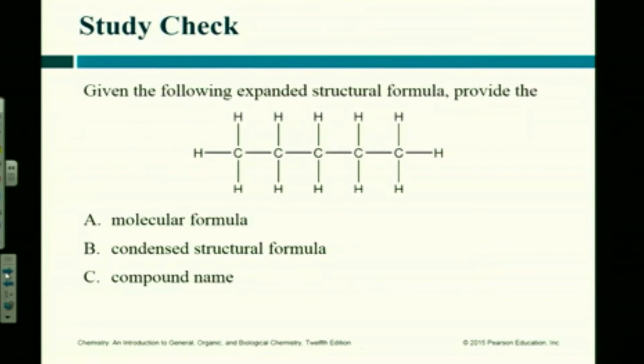Now give me the molecular formula, the condensed structural formula for it, real quick. C5H12. C5H12 is the molecular formula, right? And the condensed structural formula, CH3, CH2, CH2, CH2, CH3, right? CH3 is on the ends, and 3 CH2s in between. Okay? And you say, well, that's kind of boring. That's really not that exciting. Well, we're going to talk about doing some other stuff with it in just a second. Okay?